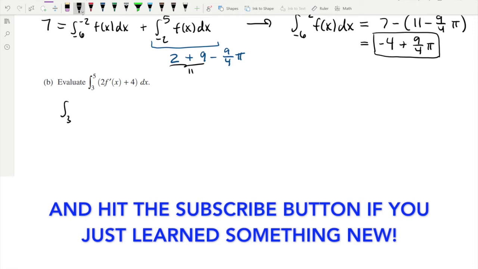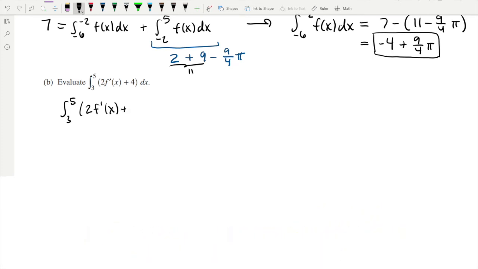Okay, so if we're evaluating a definite integral, we're probably going to use the properties of integrals and perhaps the fundamental theorem of calculus. I would say first, let's split this integral into 2 because we have a sum. We can also then pull out this 2 since it's multiplied. So we could rewrite this as 2 times the integral from 3 to 5 of f prime of x dx plus the integral from 3 to 5 of 4 dx. So I just split that into 2, and I pulled out the 2 here.